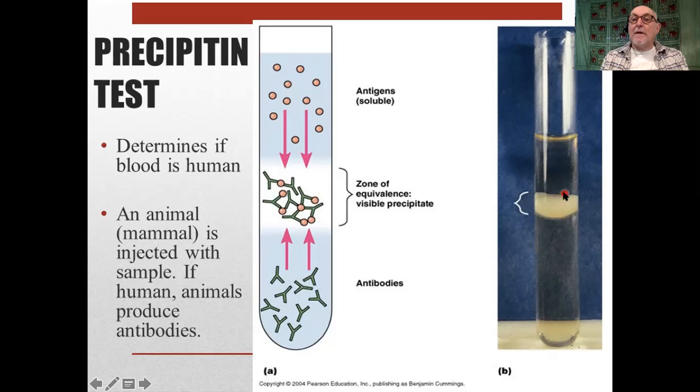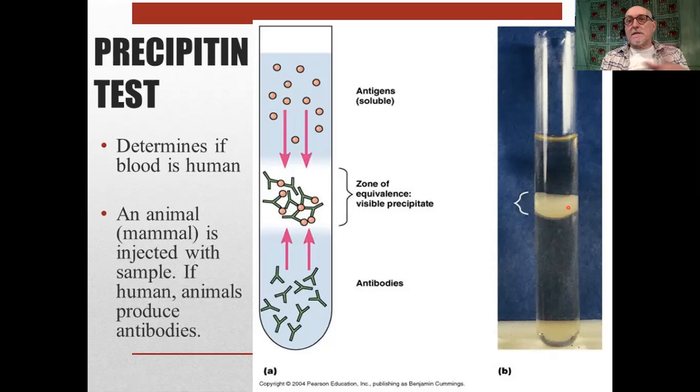Here's our unknown sample above. Here's the rabbit serum below. And here in the middle, it's reacting against the human blood proteins and is producing a visible layer of precipitation. That is the precipitin test. This is a positive for human blood.